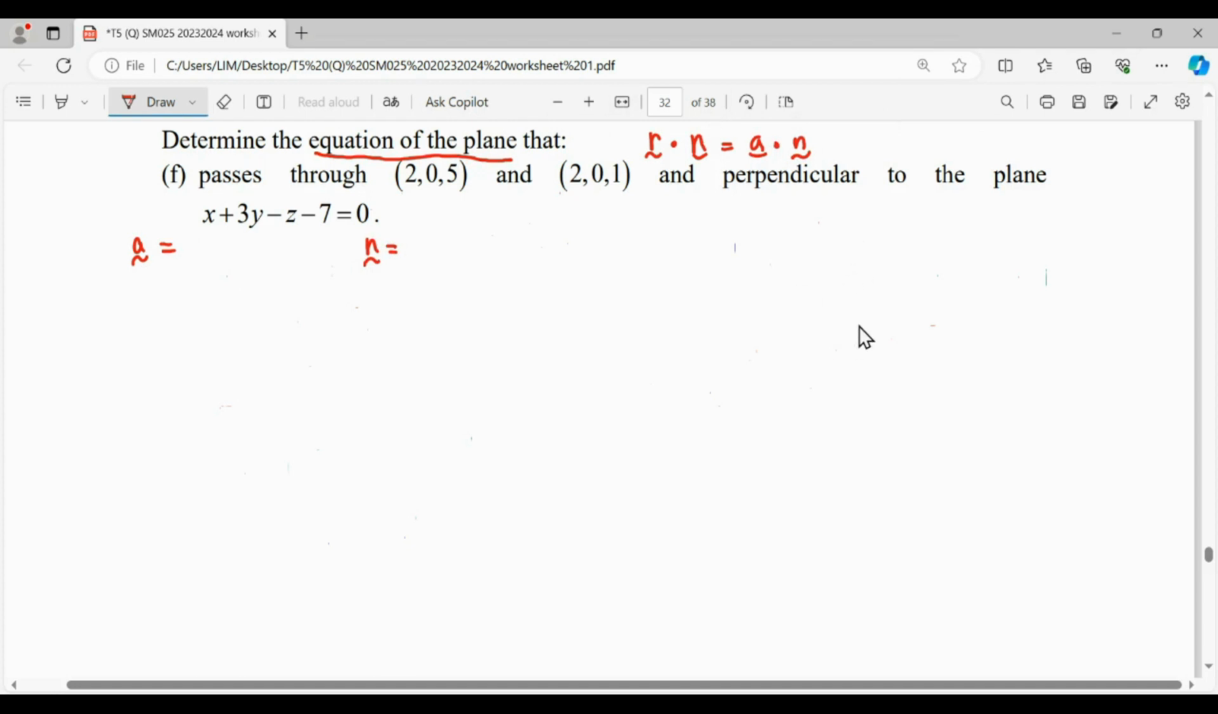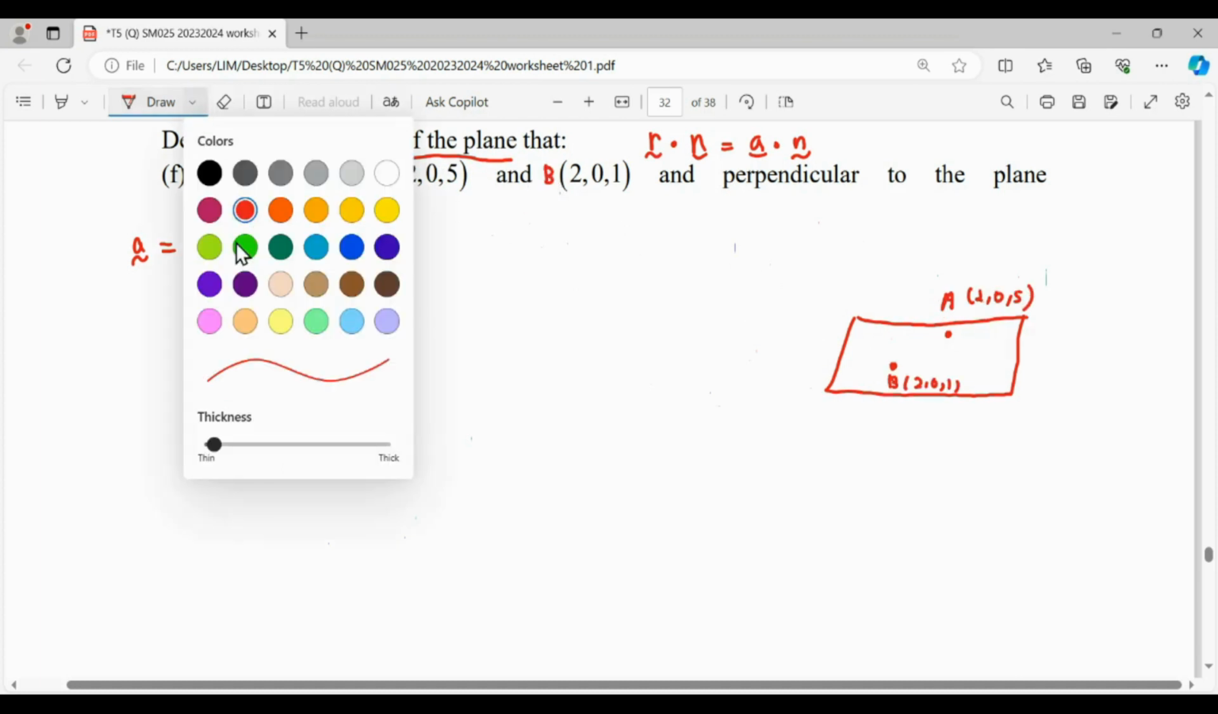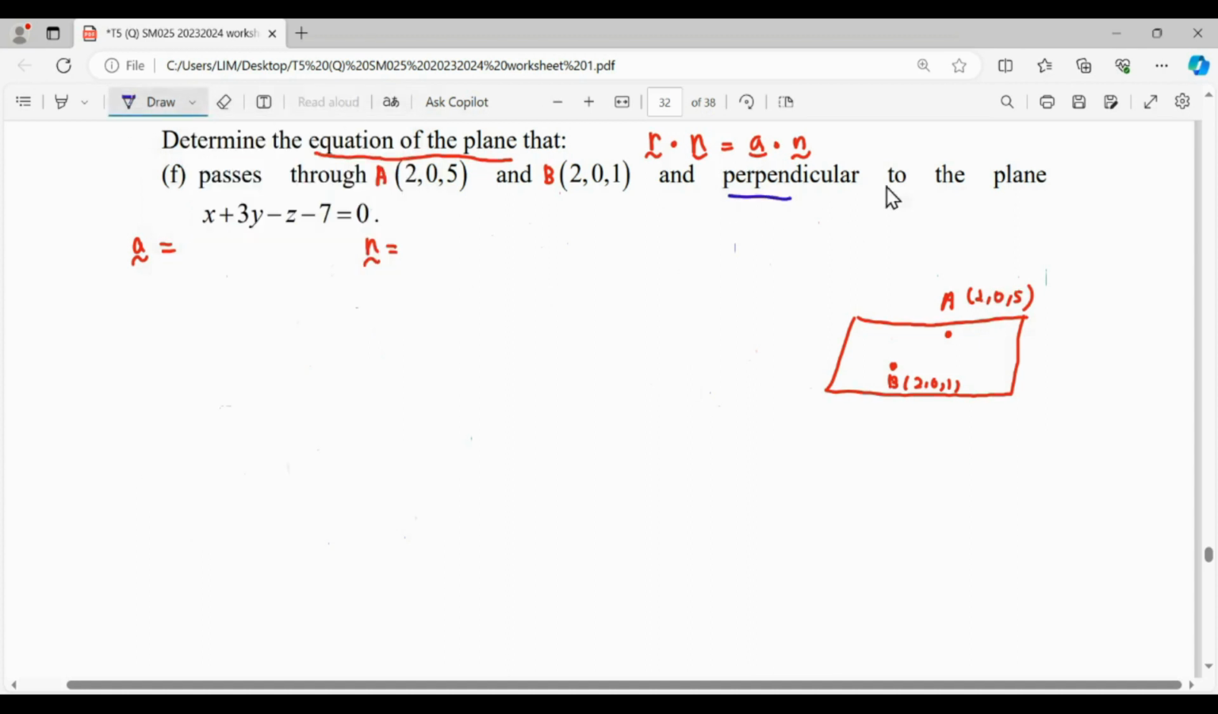So for this plane, just imagine the plane that you want to find is a surface on your table. Then your plane passes through 2 points. You have a point of (2, 0, 5). Let's say this is point A, this is point B. And the situation is perpendicular to another plane. Perpendicular to another plane means this plane stands perpendicularly on this plane, x plus 3y minus z minus 7 equals 0.